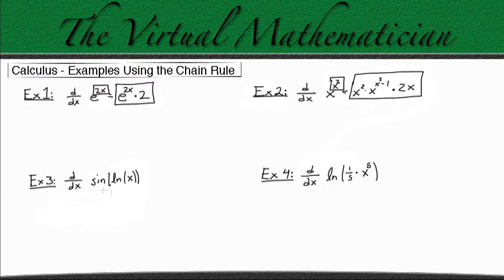Alright, example 3. We have to take the derivative of the sine of the natural log of x. So we know the derivative of sine is cosine, so we're going to get cosine of the natural log of x. But then the chain rule says to multiply that by the derivative of what's on the inside. So the derivative of natural log is 1 over x. So we're going to multiply that by 1 over x. And that's going to be the answer for example 3.